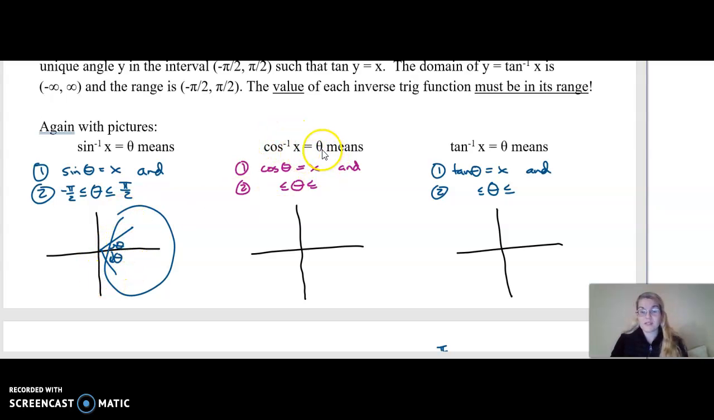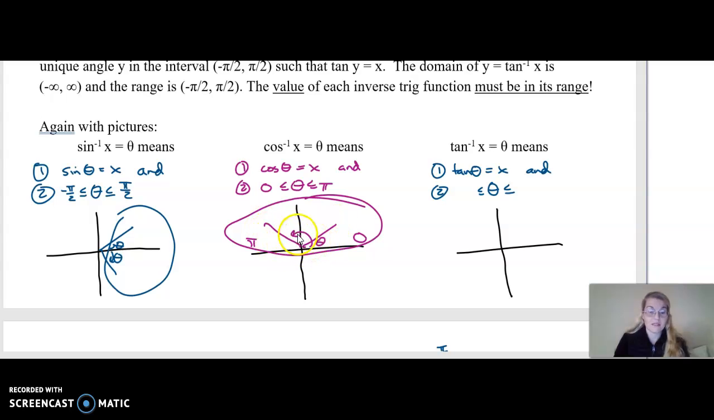Cosine inverse of x equals theta means that cosine of theta equals x, and theta lies in between 0 and pi. So I'm somewhere in these quadrants. So theta is here, or theta is an obtuse angle, so it's over here.